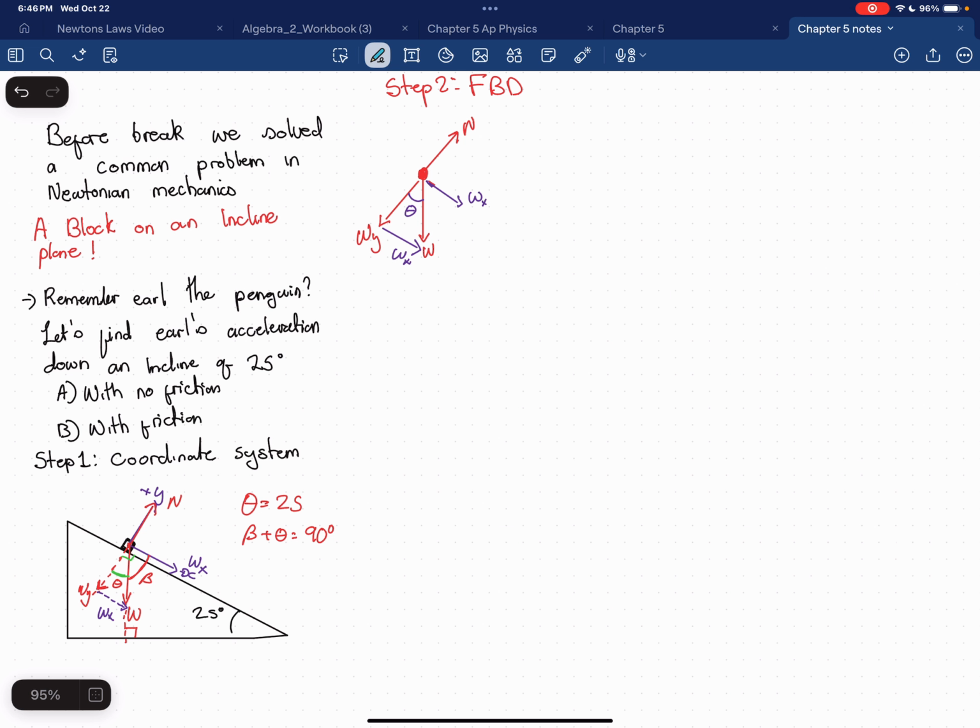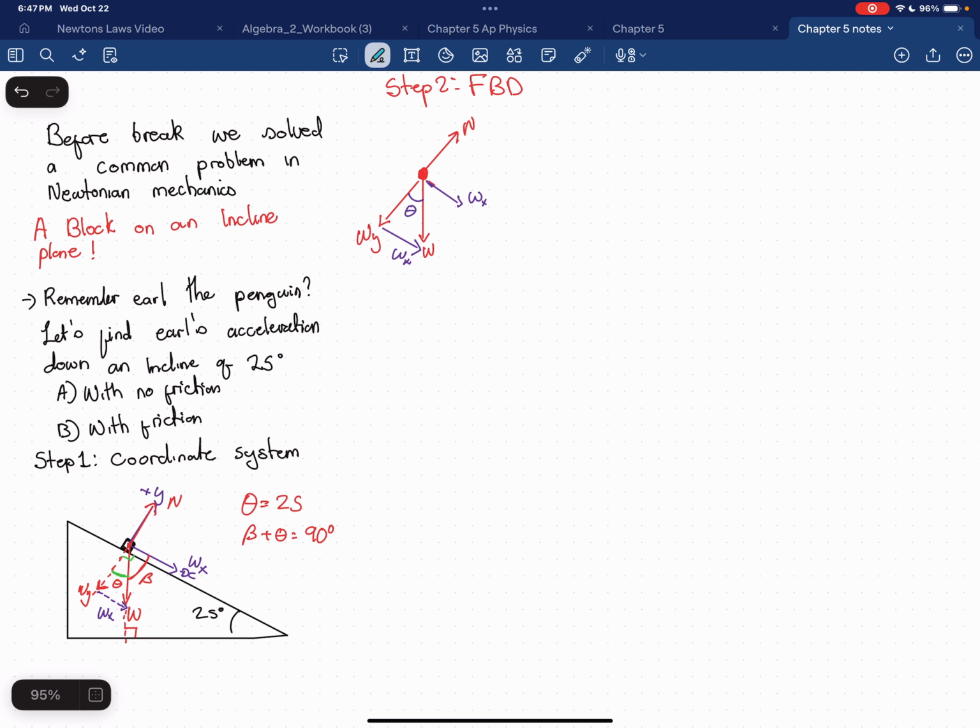At least for most questions, this is what it looks like. You have to be considerate about the scenario, but this is how the free body diagram works. You don't necessarily have to do all this beta, theta, angle stuff, but so long as you know that omega x and omega y, or wx and wy, if you like, are along the slope and perpendicular to the slope respectively. So yeah.